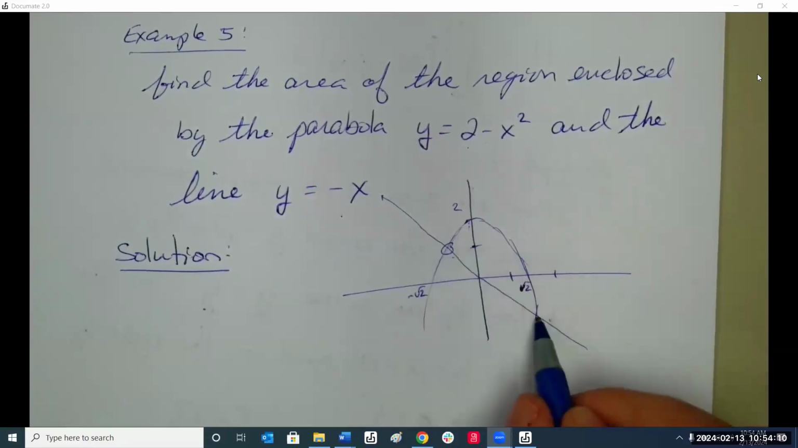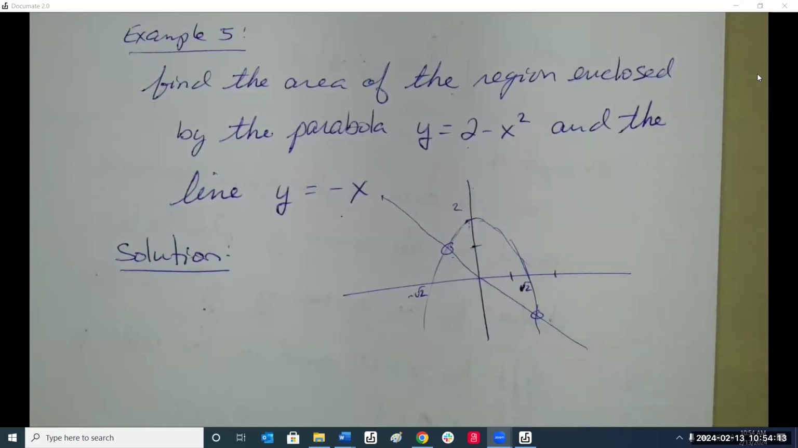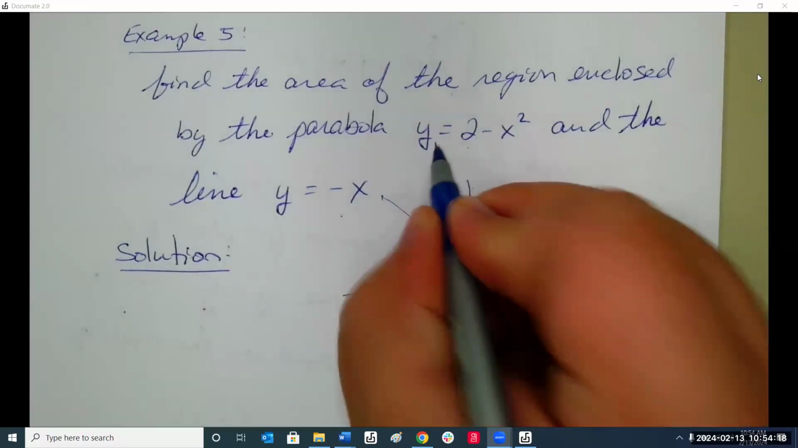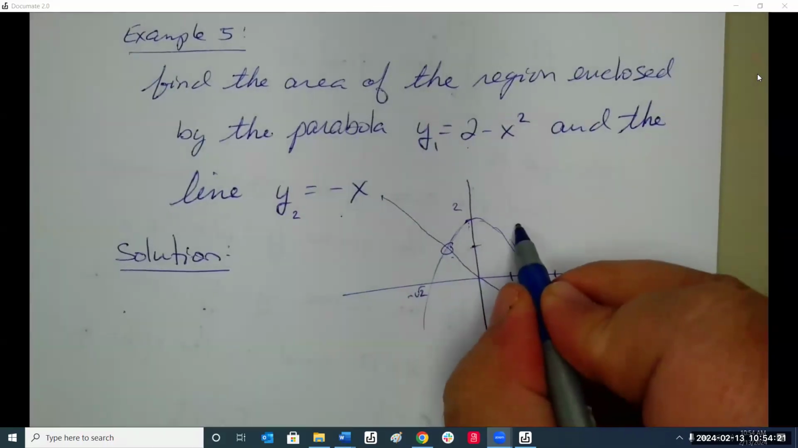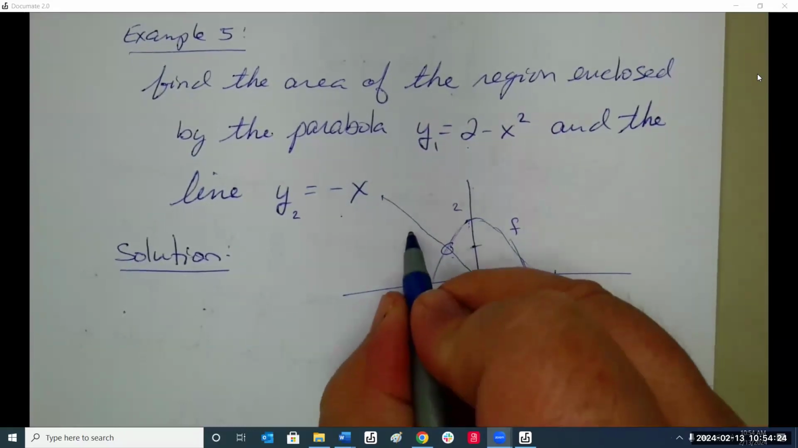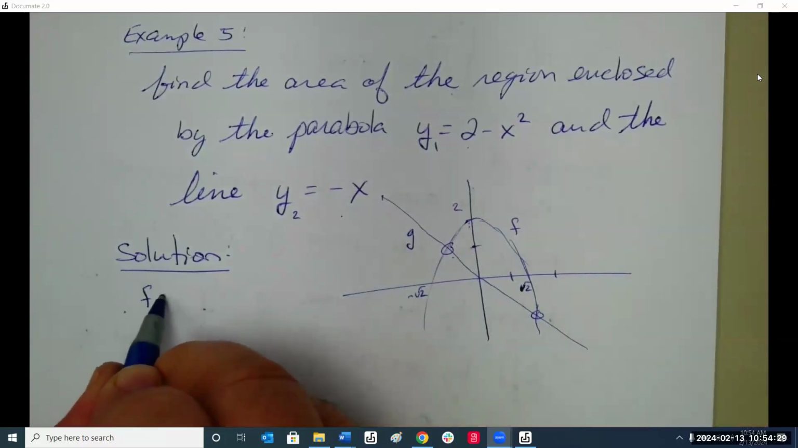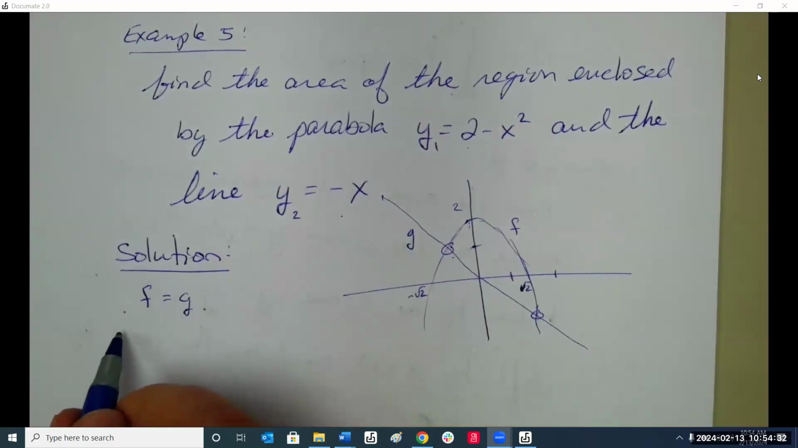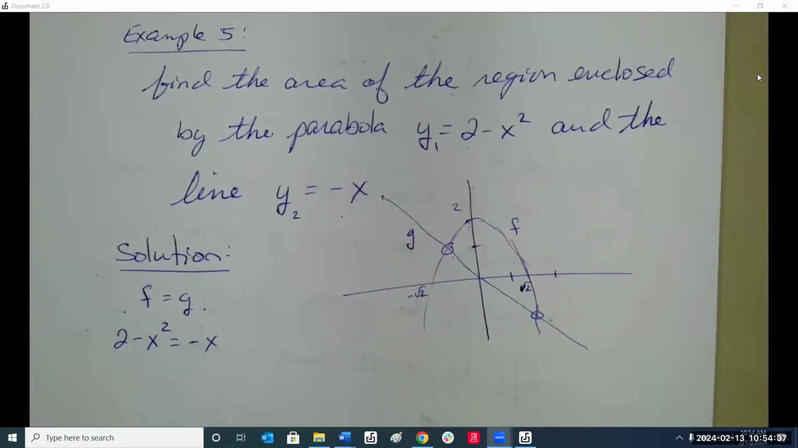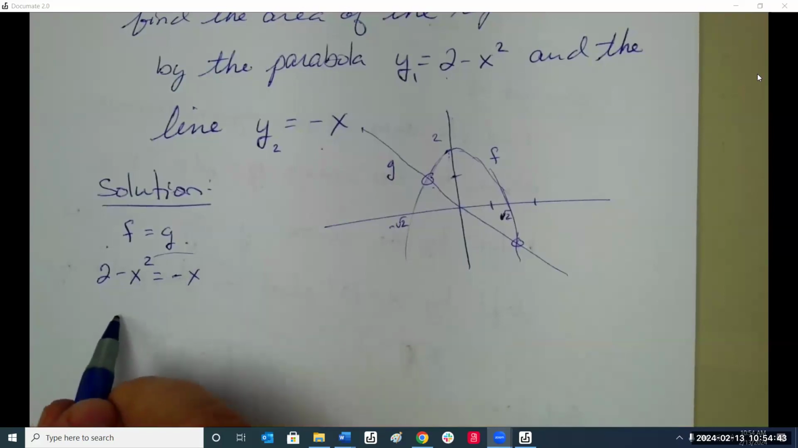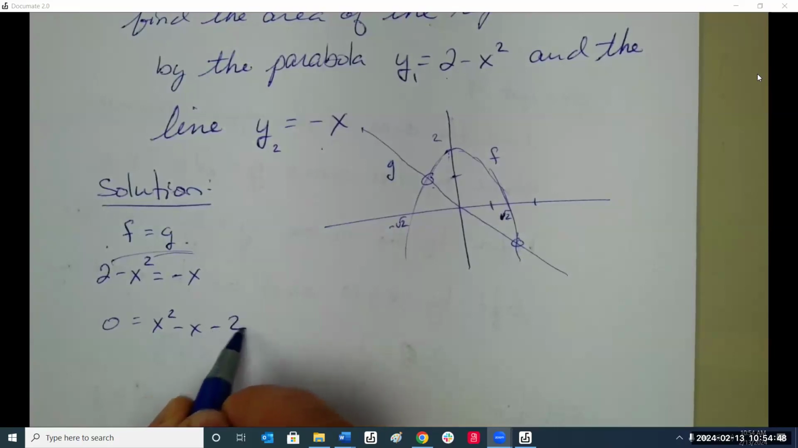So we've got to find out where these lines intersect. So this is line 1, line 2. This is the higher one, that's f of x, and this is going to be g of x. So let's set them equal to each other and see where they intersect. Move everything over, so we have 0 equals x squared minus x minus 2.